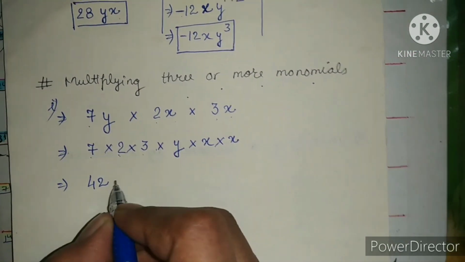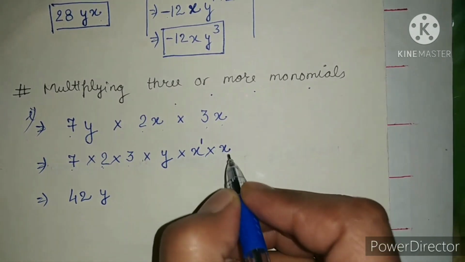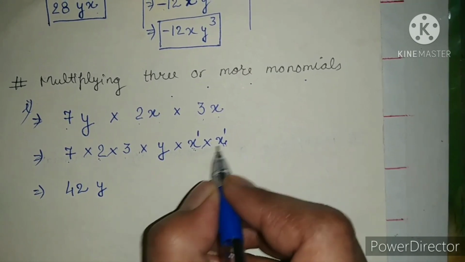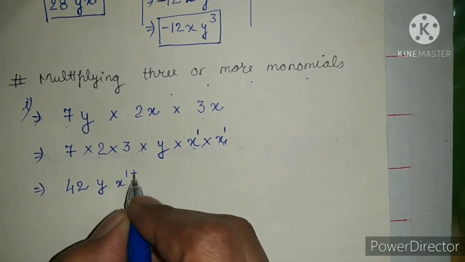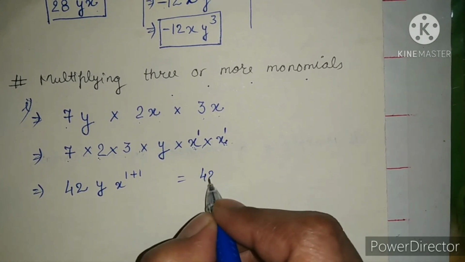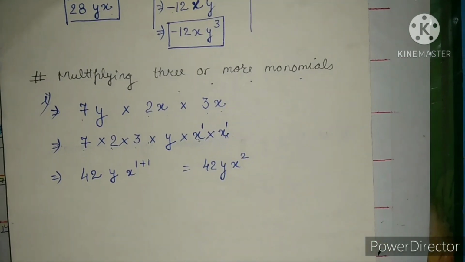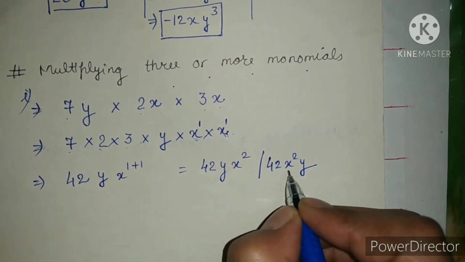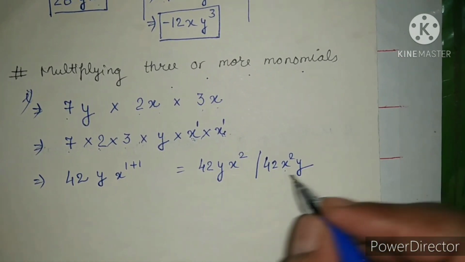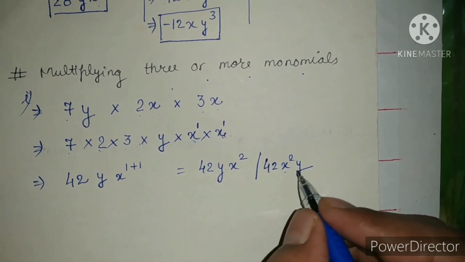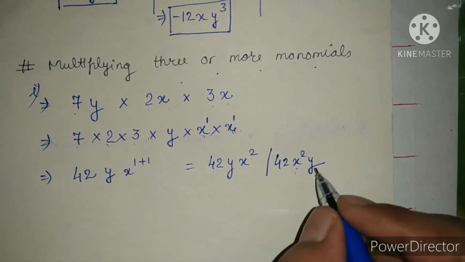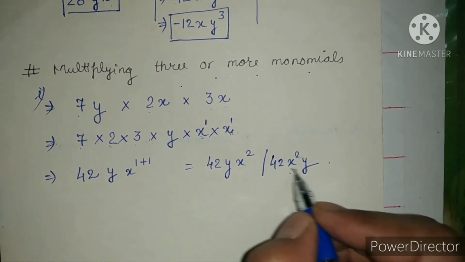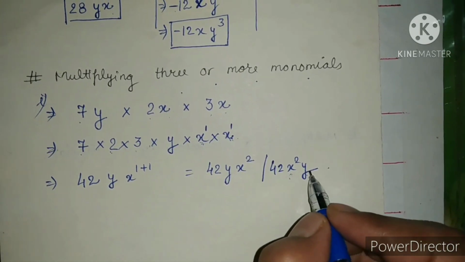Now y as it is, but x is to power 1 and x is to power 1, multiplying with each other. So the base is the same, both are having x. So their powers will add, 1 plus 1. So it will become 42yx square. Or you can also write 42x square y, because x comes first in alphabetical order from y, as we have seen x, y, z. So that's why sometimes you can see their places changed according to alphabetical order.